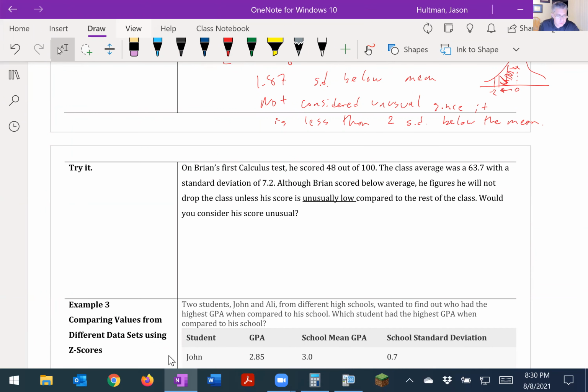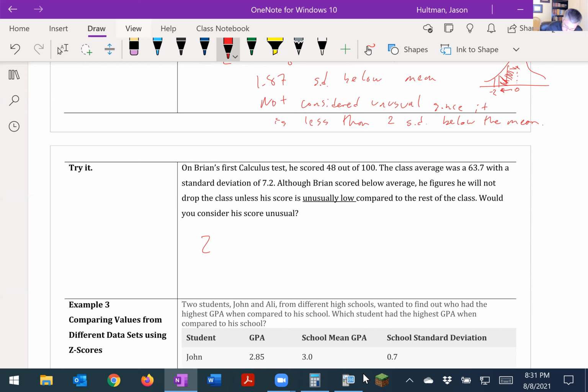Okay, on Brian's first calculus test, he scored 48 out of 100. The class average was 63.7 with a standard deviation of 7.2. Although Brian scored below average, he figures he will not drop the class unless his score is unusually low compared to the rest of the class. Would you consider his score unusually low? What is it? It's a 48.